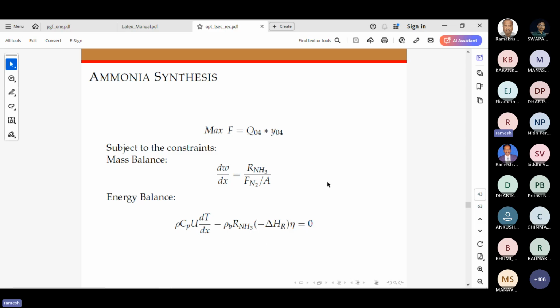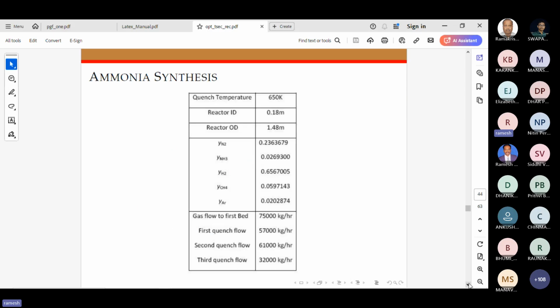So what we need to do is solve these differential equations by some numerical methods. So we'll assume some starting values. These are the values given here: the temperature, the dimensions, the initial mole fractions, etc. And then we'll start with some assumed values of the flow rates here: gas flow to the first bed, second bed, etc. Then all of this is fed to the model equations, that is the mass and energy balance equations. So they are solved so that we can finally get the output product value. Then we can calculate the fitness function, that is how much ammonia is produced. So this is what happens.